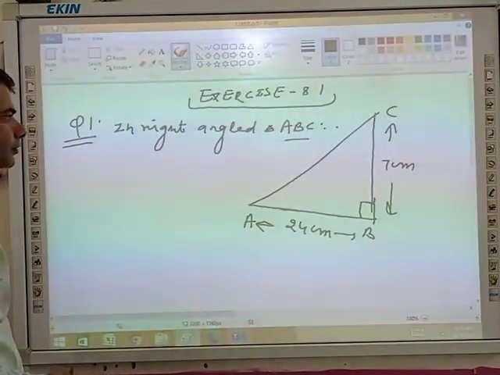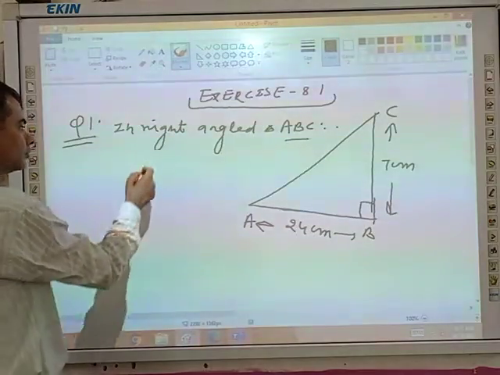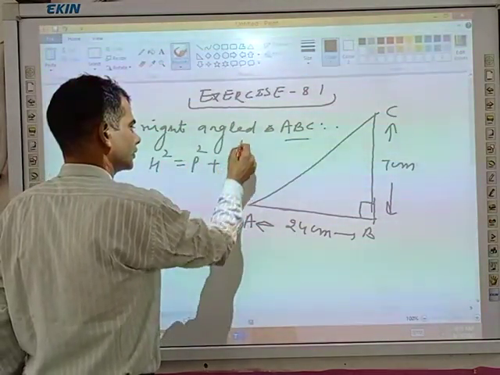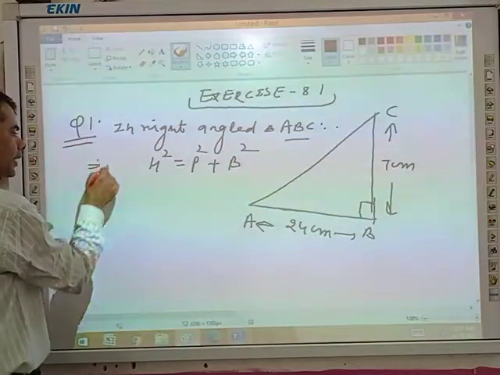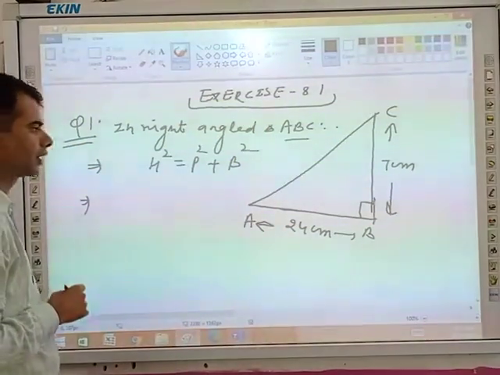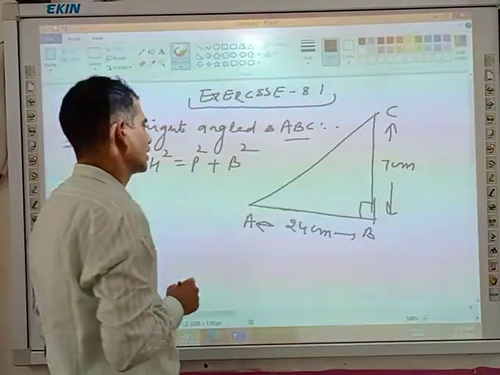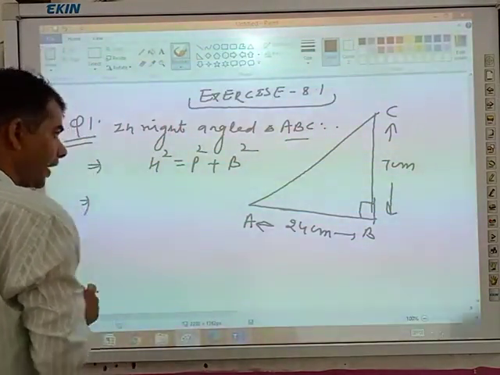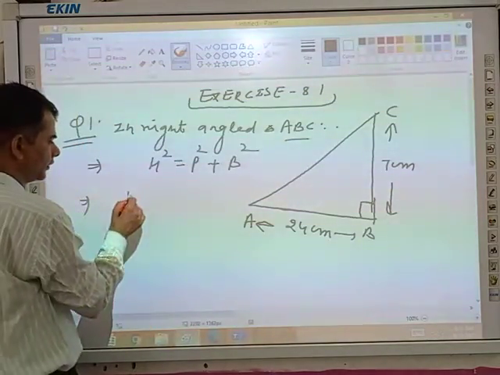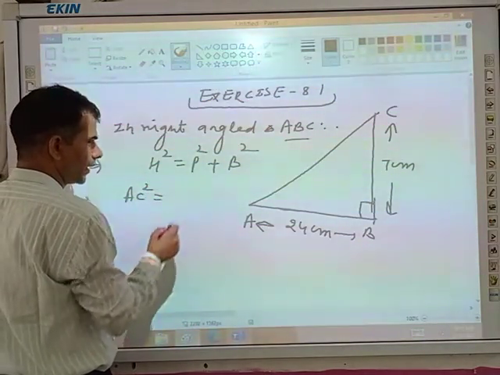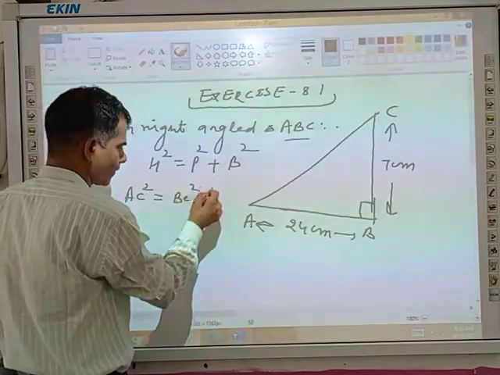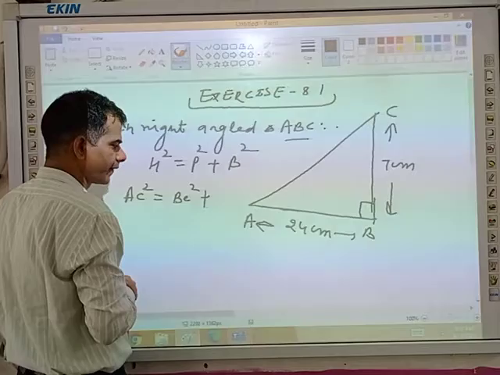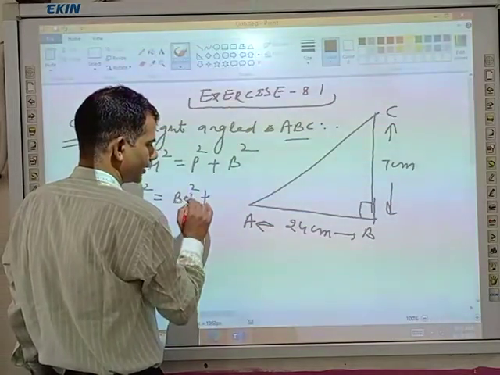Sir, Pythagoras theorem is hypotenuse square is equal to perpendicular square plus base square. Yes, very good. H represent hypotenuse, P represent perpendicular, and B represent base. Now your hypotenuse is AC square, perpendicular BC square, and base is AB square.